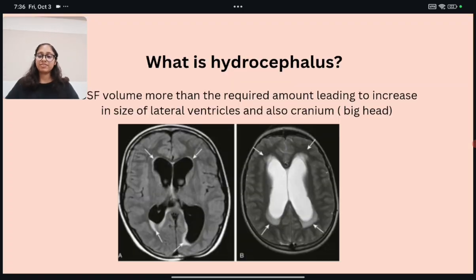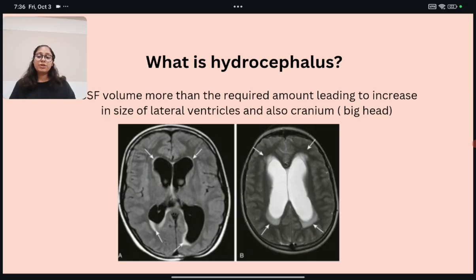So, what is hydrocephalus? Hydrocephalus is a condition in which the CSF volume is more than the required amount, leading to dilation of the lateral ventricles, and also the size of the head, that is, your cranium, is going to increase. So, what is the CSF volume?